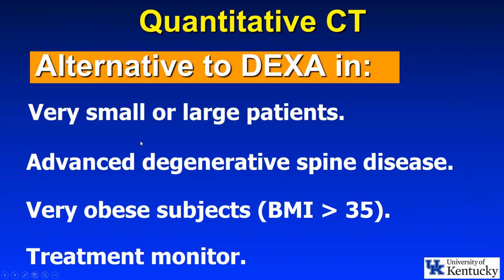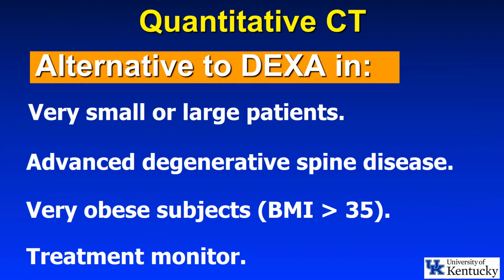And also it's good in patients with advanced degenerative spine, because these patients give you false positive results with the DEXA scan. And in very obese patients, because the fat behind the vertebrae can also give you a false positive result in DEXA. So all of these DEXA limitations can be solved here with the QCT. And it might be better to monitor treatment with QCT, because the changes appear faster in the QCT.